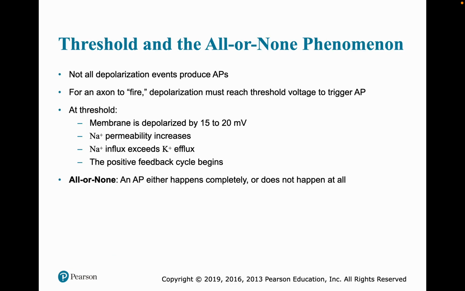This is an all or nothing phenomenon. Not all depolarization events, not all graded potentials will lead to action potentials. For an axon to fire, the depolarization has to reach that threshold. At that threshold, which we said was around minus 55 to minus 50 millivolts, the sodium permeability will increase. Sodium will come in and potassium will go out, but more sodium comes in than potassium goes out. And that triggers the positive feedback cycle, and that positive feedback cycle makes this an all or nothing phenomenon. Action potentials will either happen completely or they will not happen at all. So you can't send a signal halfway down an axon.